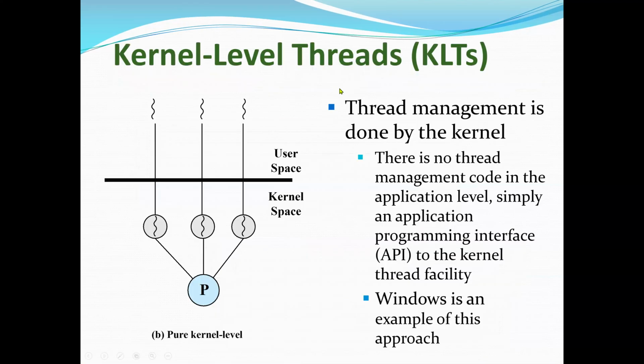So this is our kernel level thread. Again, this figure shows thread management is done by the kernel with the kernel level thread. In a pure kernel level thread facility, all of the work of thread management is done by the kernel. There is no thread management code at the application level, simply an application program interface to the kernel thread facility. Windows is a very good example of this approach.